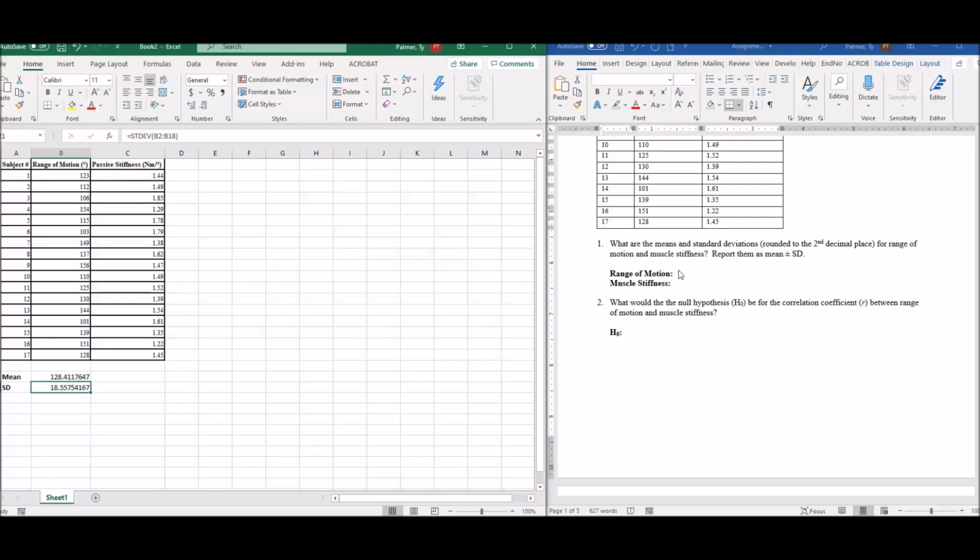Take a look at the instructions over here. It does say round to the second decimal place. So let's go ahead and do that. To do that, all we have to do is highlight our two calculations that we just made, the mean and standard deviation for range of motion.